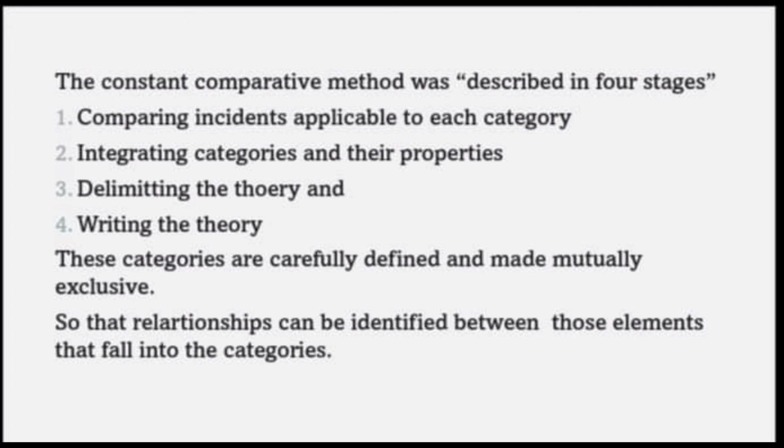The constant comparative method of content analysis. Originally, the constant comparative method was described in four stages. 1. Comparing incidents applicable to each category. 2. Integrating categories and their properties. 3. Delimiting the theory. And 4. Writing the theory. These categories are carefully defined and made mutually exclusive so that relationships can be identified between those elements that fall into the categories.